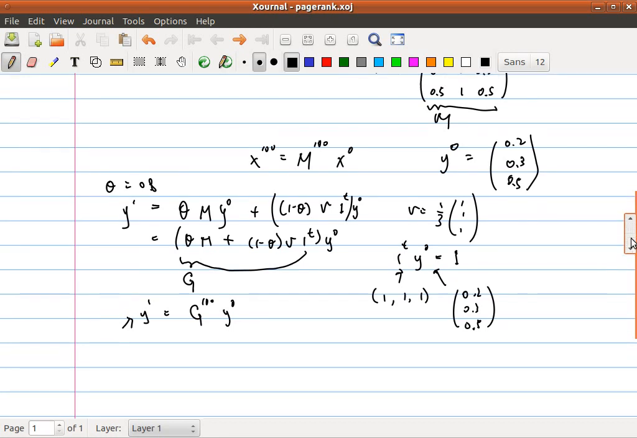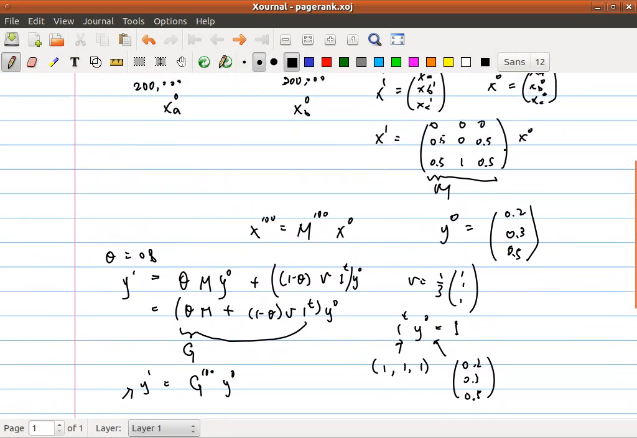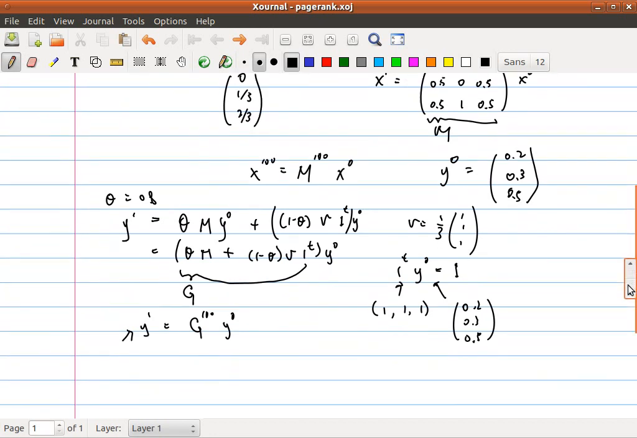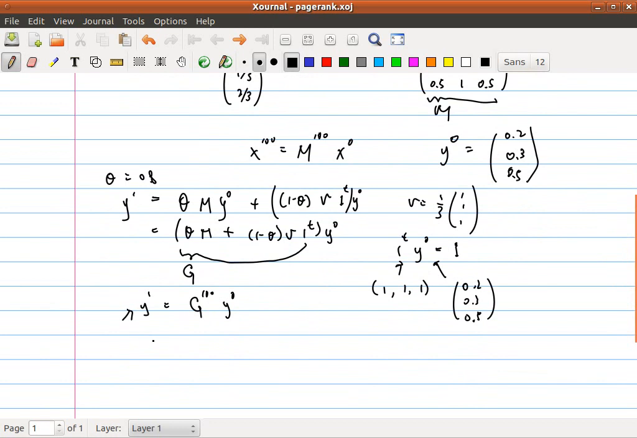For our example here, if we don't have this adjustment, the original approximation will be 0, 1/3 and 2/3. After this adjustment, y at infinity is something like 0.66, I think 0.67, something like this, and 0.333, something like this.